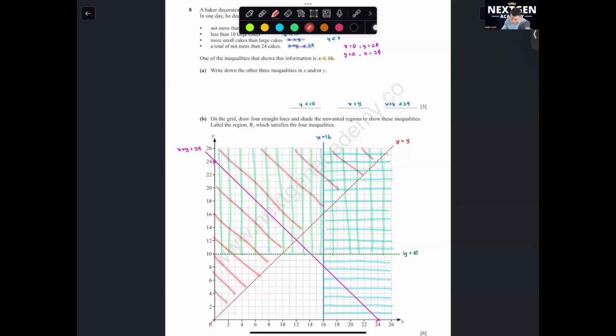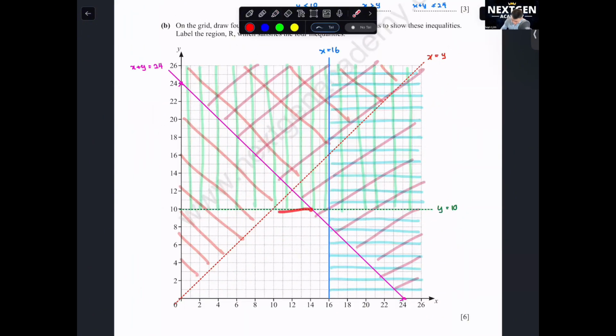Okay, one last final one. x plus y less than or equal to 24. For this last line, less than means you want this part here. So you don't want the top part, the more than part. This part I don't want. So where are you left with? This section here. Be careful here, and make sure you don't touch it. Let's label this R.